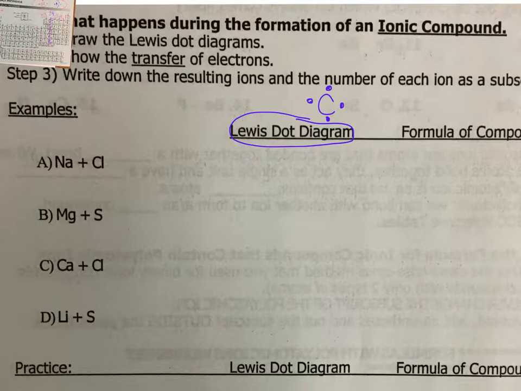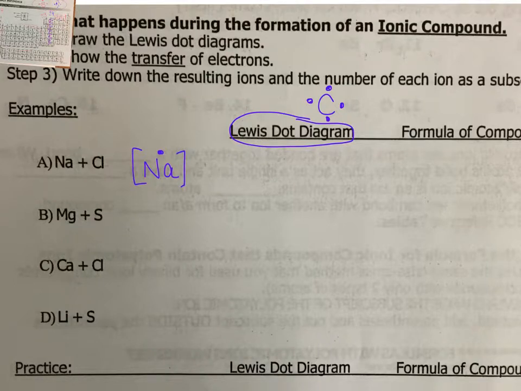We're going to draw our Lewis dot diagram. So we're going to start with sodium. What group is sodium in? Group 1. Okay, so how many dots? 1. All right, so you're going to draw sodium. He's going to get his dot. And then you're going to put him in brackets.